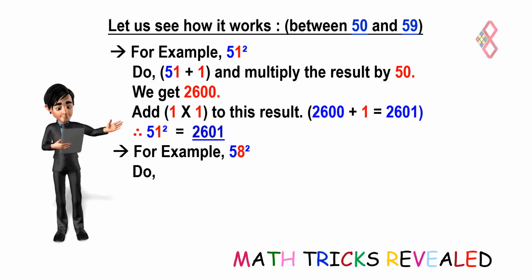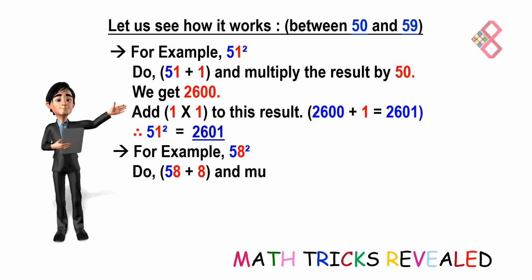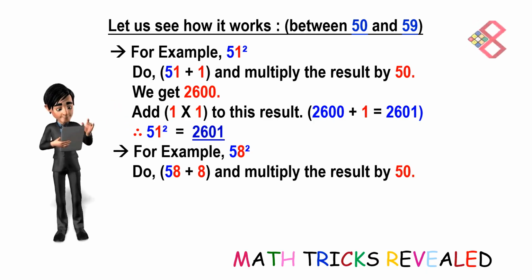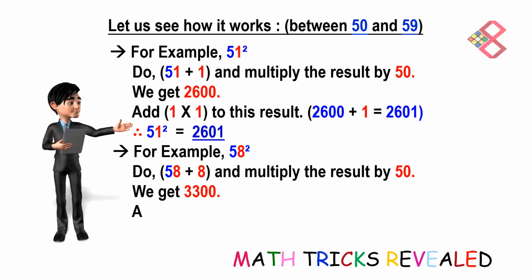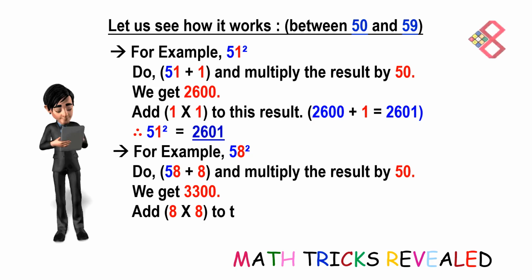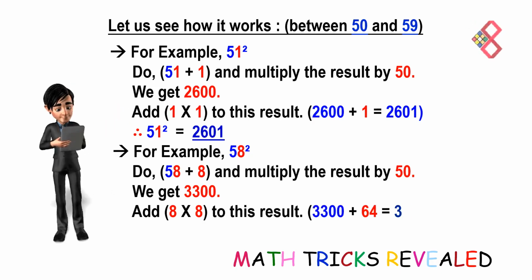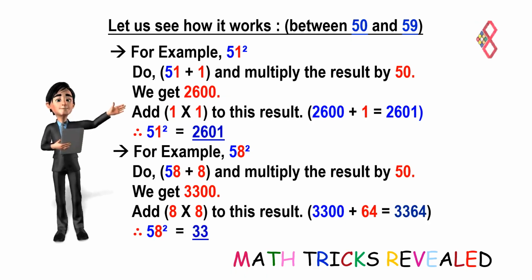Let us take another example. 58 squared, 58 plus 8 and multiply the result by 50. We get 3300. Add 8 times 8 to this result. We get 3300 plus 64, which is 3364. Therefore, 58 squared is equal to 3364.